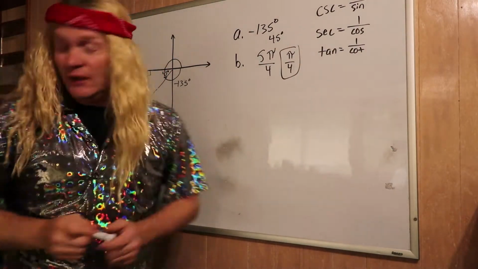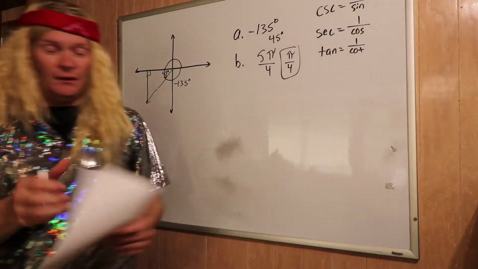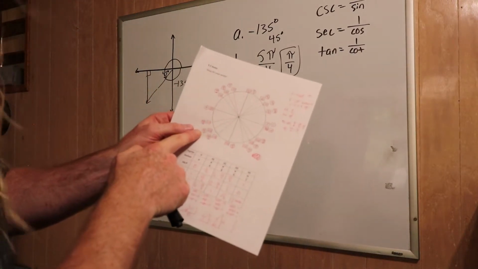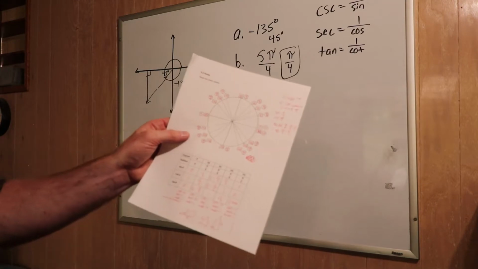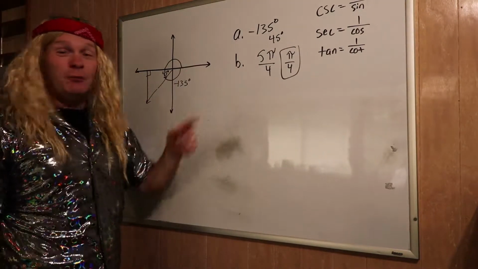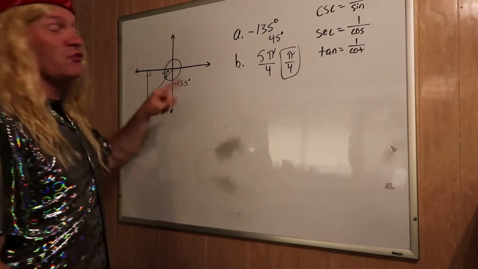If you couldn't figure those out, look at this right here. You rock and rollers got this thing. 5 pi over 4 is right there, 225 degrees. So this thing will be super handy. Okay, so the first thing you need to be able to do is find reference angles for any angle.